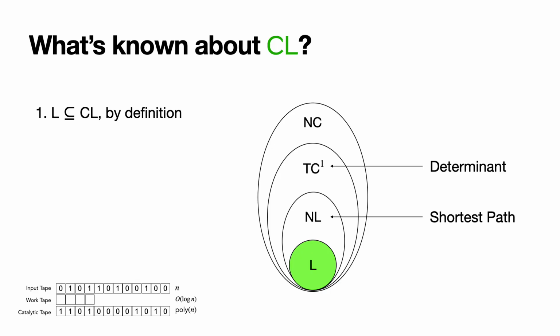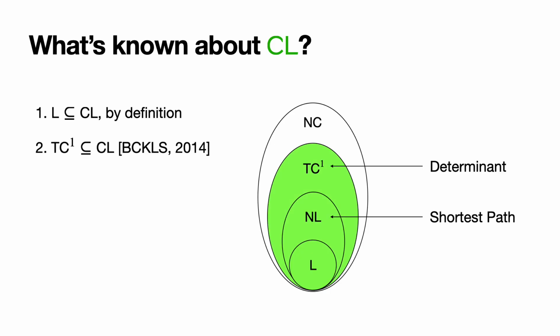So the first thing is that L is obviously in CL, right? By definition, because a CL machine has a logarithmic length work tape available. Now, in the paper which introduced CL in 2014, it was shown that TC1 belongs to CL, right? So this is a really cool result. And it already shows that CL is somehow much more powerful than L.